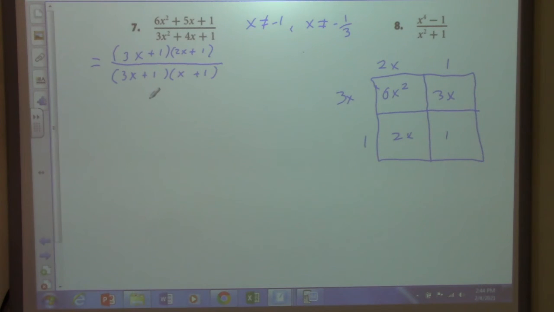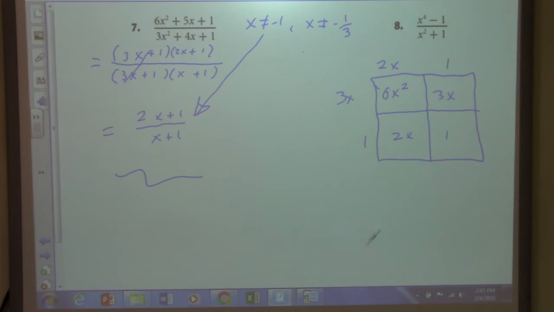We can't have any more excluded values than factors that exist in the denominator, right? So now what's next? Then you cancel out the 3x plus 1. So that cancels out here, and you get 2x plus 1 over x plus 1. This is going to be our answer with these excluded values.